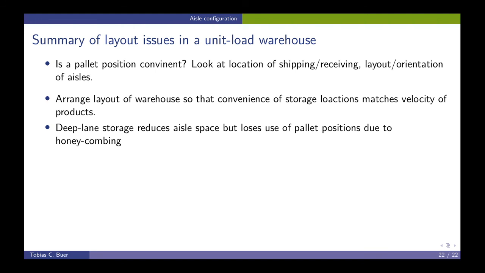And from the previous lecture, you already know that deep lane storage reduces the aisle space, but loses use of pallet positions due to honeycombing. So when we store our pallets in very deep lanes, like 3 or 4 deep lanes, we need less aisle space, but we also have to deal with this honeycombing effect that you analyzed in the last session, and this may contradict the advantages of deep lane storage.